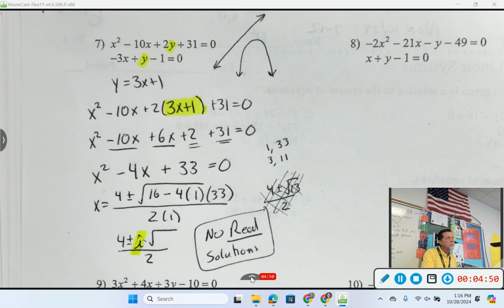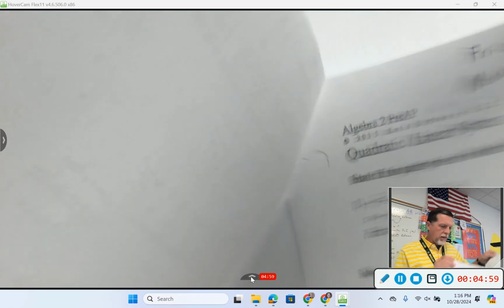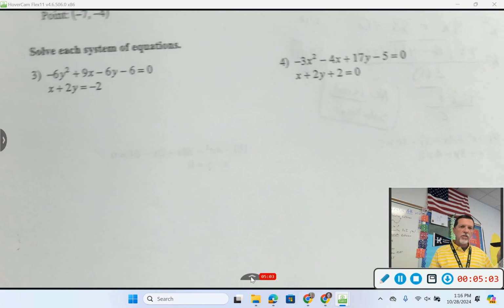So how would you know that it's asking, or you can put imaginary in the answer versus not? Okay, that's a good question. Let's see where this says: Solve each system of equations.